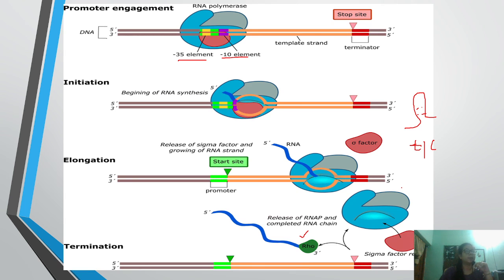In this manner, the process of termination takes place and the transcription of the prokaryote is complete. Okay, this is all about the transcription in the prokaryotes.